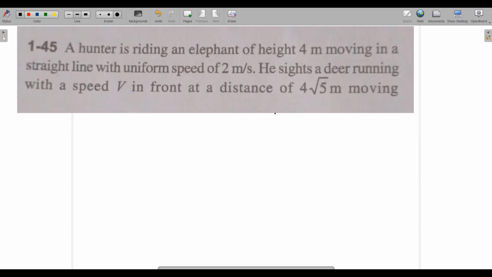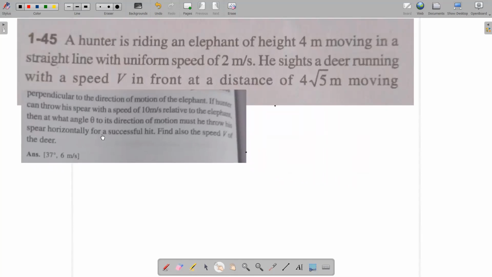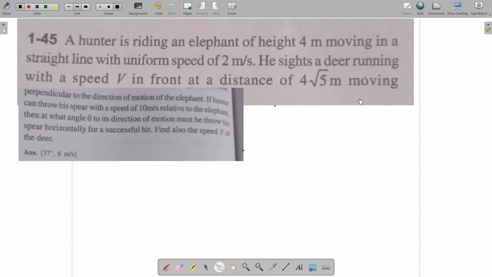I am just saving my time and effort by copy and pasting. This is the complete question. This and this together. Solve it.